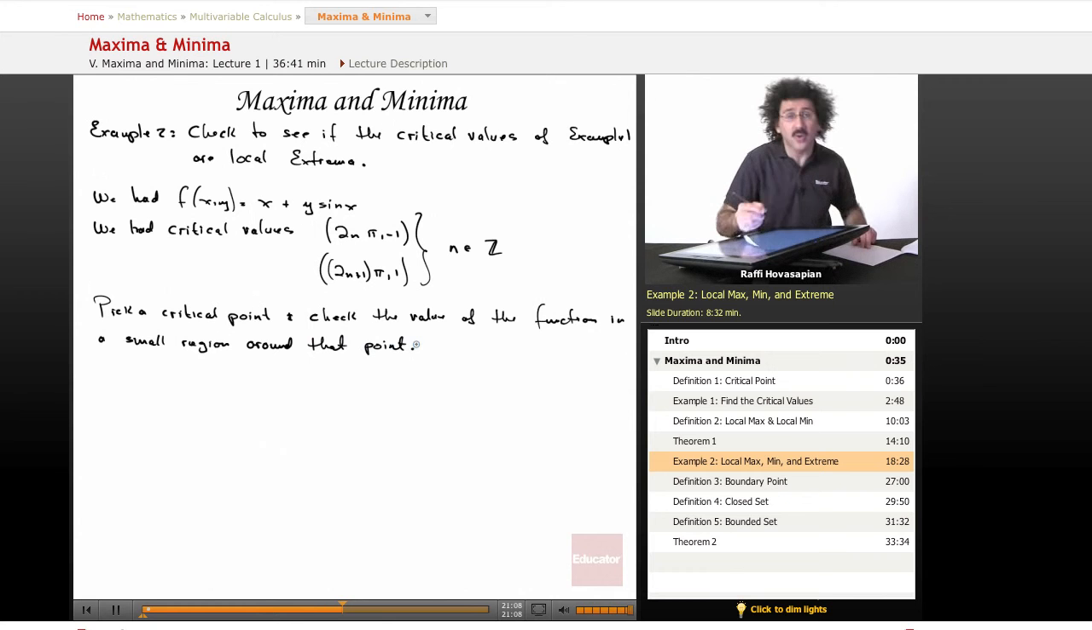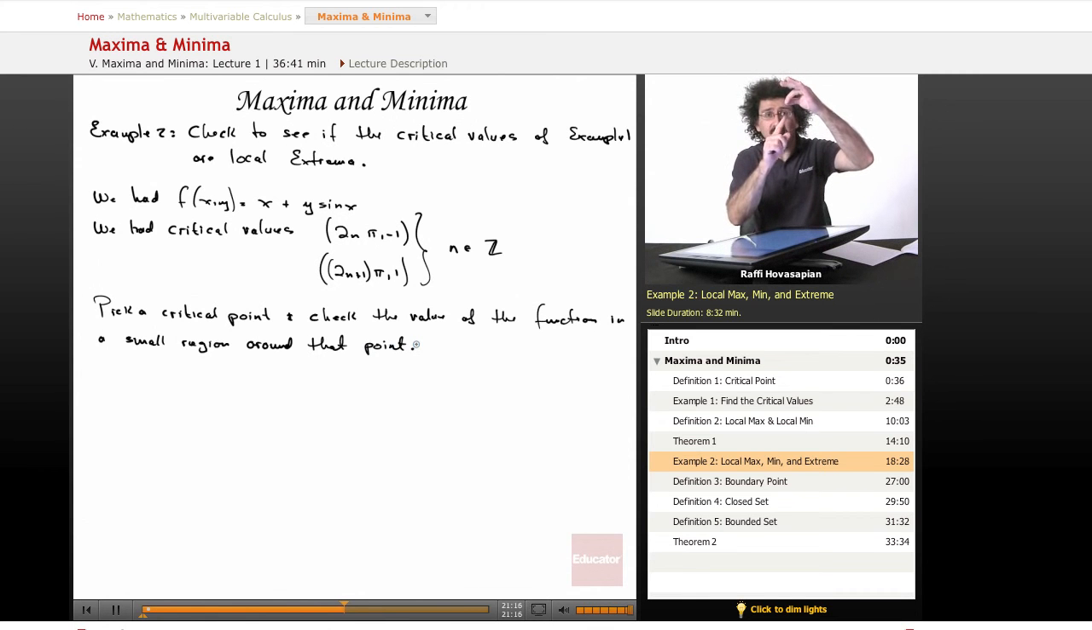The definition of a local max is that if I have a point P and a value for the function f of P there, and I move to the left or right, this way or that way, then the values that I get should be either all less than f of P or all greater than f of P, and that'll tell me if it's a local max or min. And that's exactly what I'm going to do.